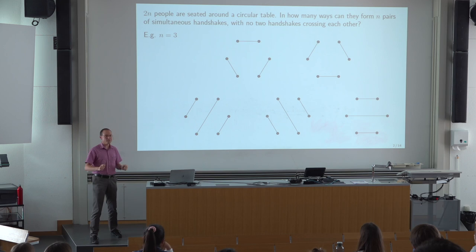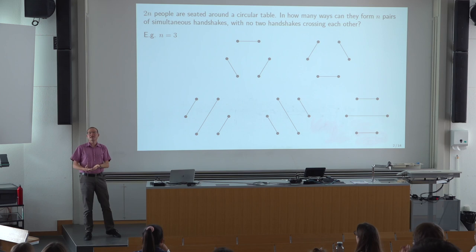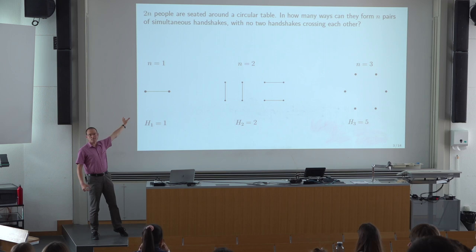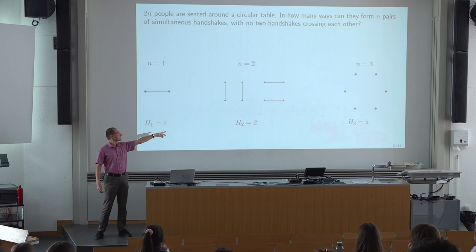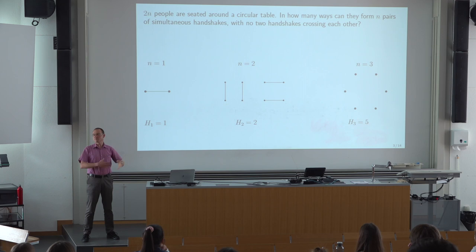What is the answer for any value of n? That's what we are interested in. Well, if n is equal to 1, it's very easy. You have only one way. When n is equal to 2, you have 2 ways. And when n is equal to 3, you computed 5 ways. By h1, h2, h3, and so on, we'll denote the answer to this problem, h coming from handshakes.